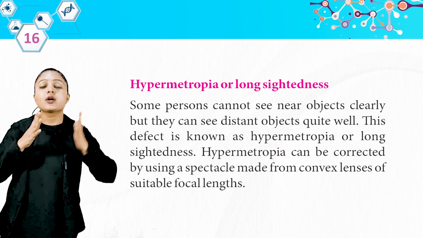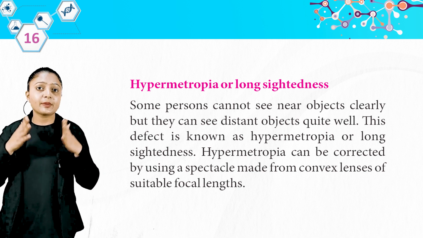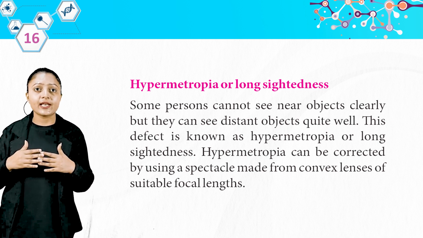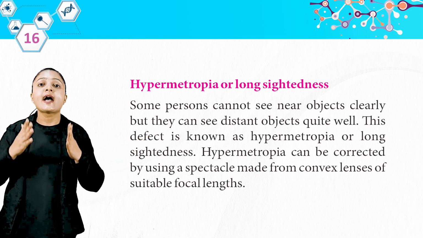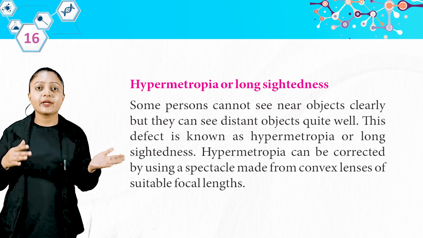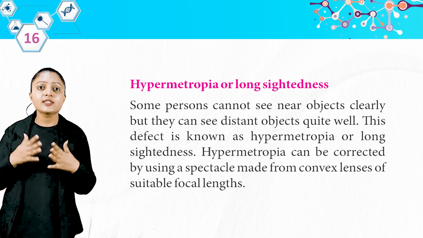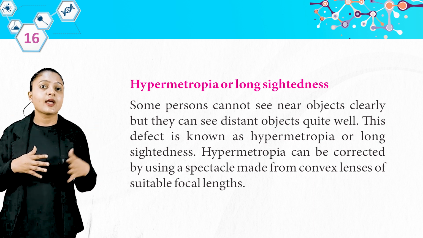Hypermetropia or long-sightedness. Some persons cannot see near objects clearly but they can see distant objects quite well. This defect is known as hypermetropia or long-sightedness. Hypermetropia can be corrected by using a spectacle made from convex lens of suitable focal length.